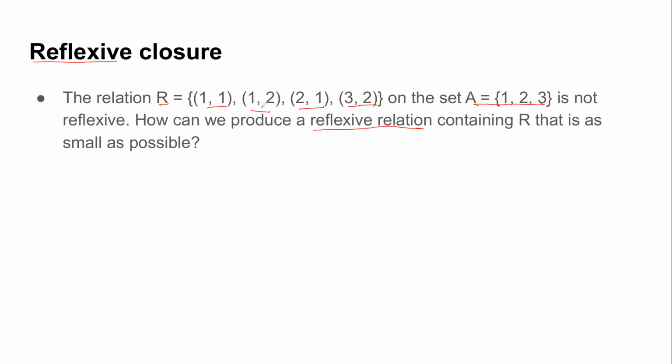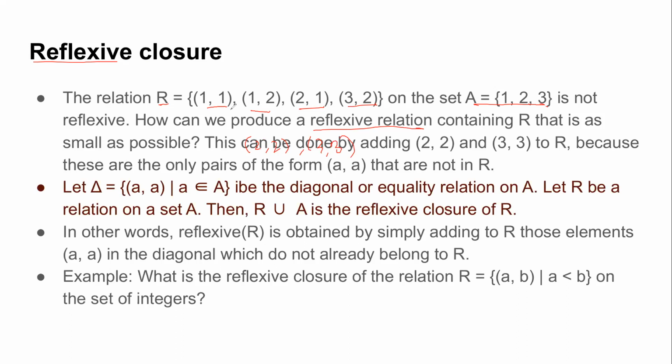Yes, class. What would be the smallest addition you do to R such that it is a reflexive relation? Very good. It is (2,2) and (3,3). If I add these two to this, it will clearly be a reflexive relation. Okay, and that is what is known as reflexive closure. So what is a reflexive closure? Reflexive closure, generally denoted by delta, in general would be the set of all ordered pairs (a,a) such that a is in A, right? And these are actually the diagonal or equality relation on A, right? There's a typo here.